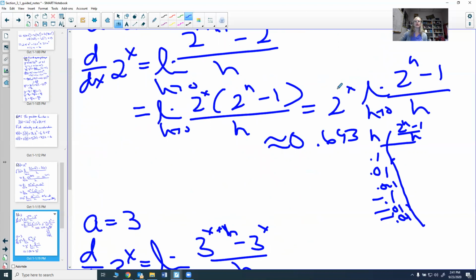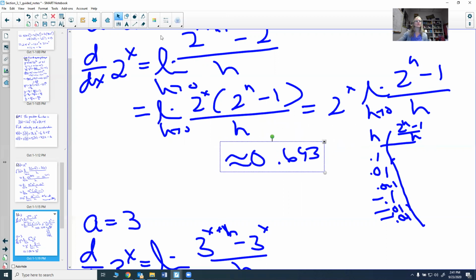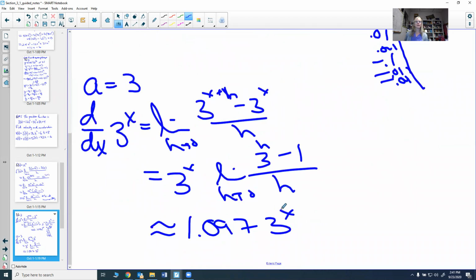And I realized I don't have my 2 to the x here, so I'm going to put that back in. So either that limit is equal to, in this case, when it was 2 to the x, it was 0.693 times 2 to the x, so don't forget that 2 to the x is there still. So we're just finding this limit. This limit's approximately 0.693 times 2 to the x. Do the exact same thing. This would be approximately 1.097 times 3 to the x.